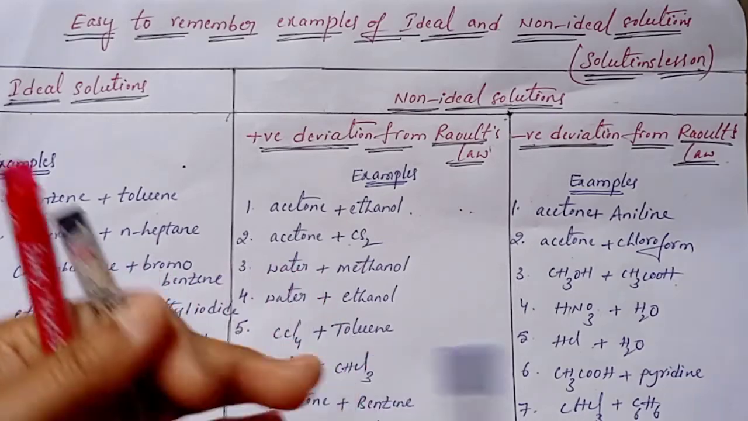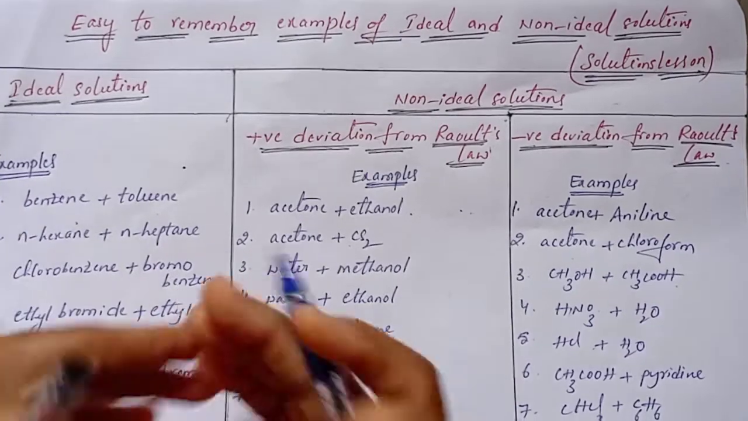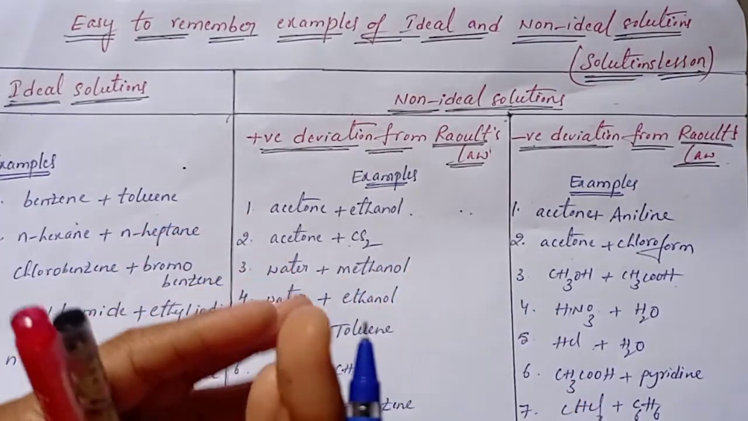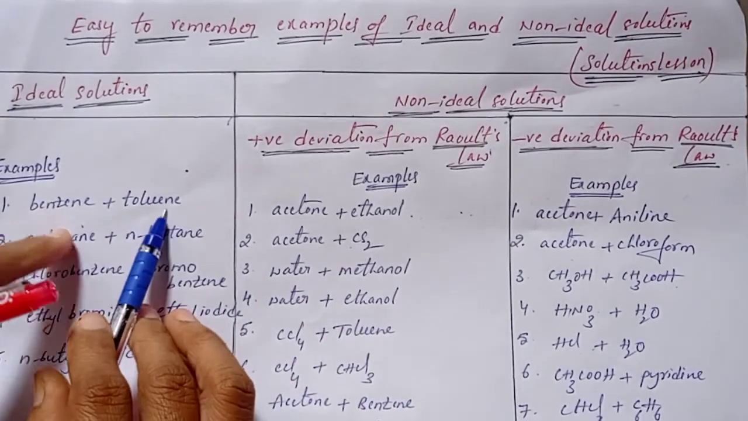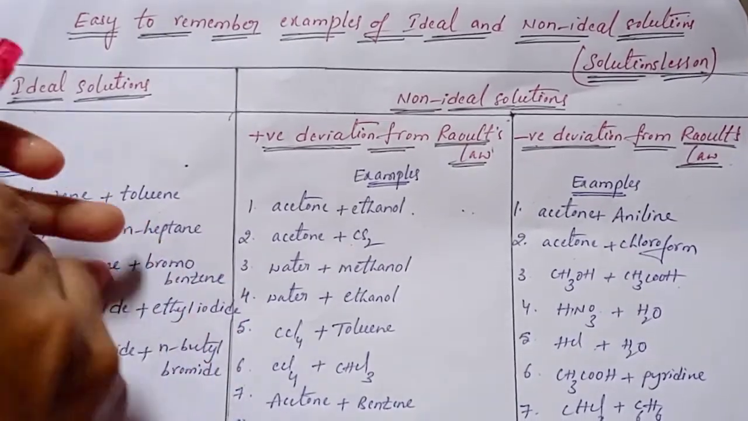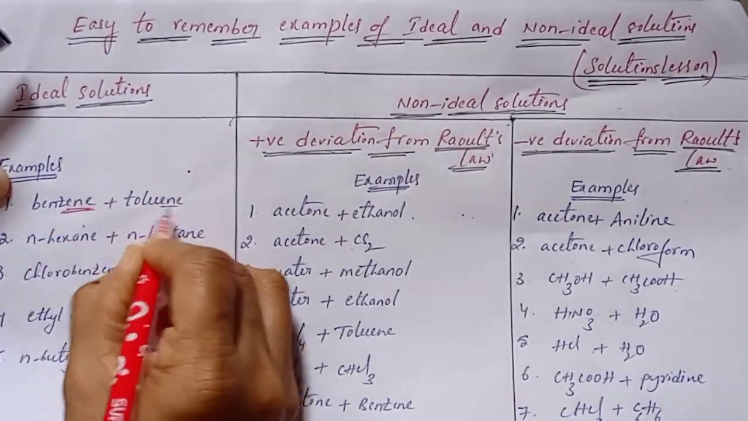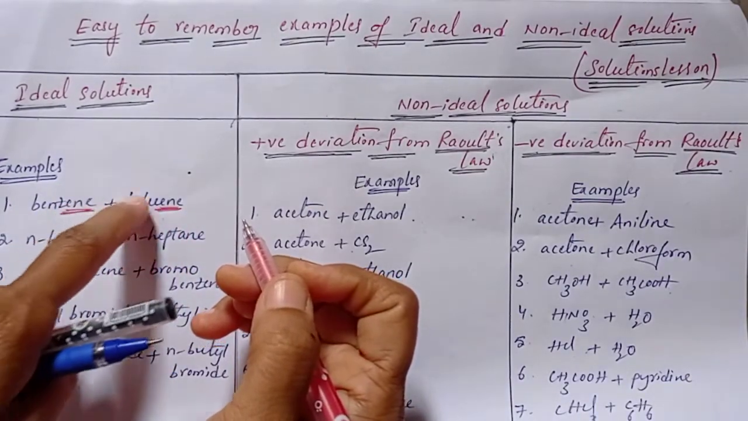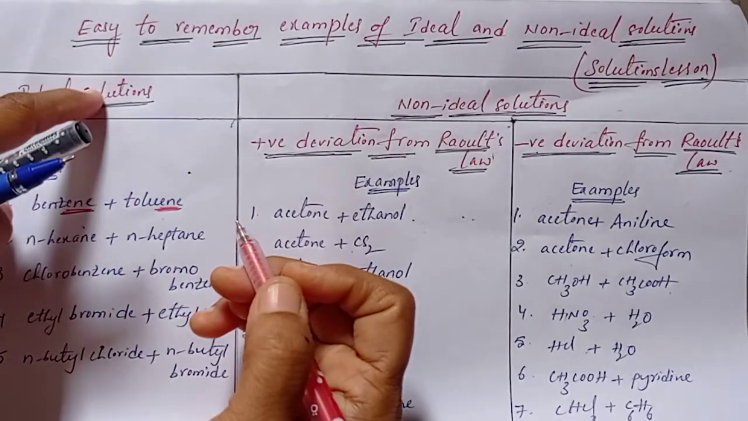You can easily identify the examples of ideal and non-ideal solutions. In an ideal solution, we can observe the same kind of words, the same prefix or suffix. In benzene and toluene, the ending "ene" is there, and here also "ene" is there. So same kind of words are there, which is why we can say this solution shows ideal solution behavior.